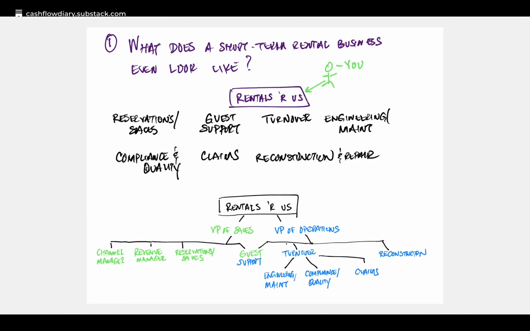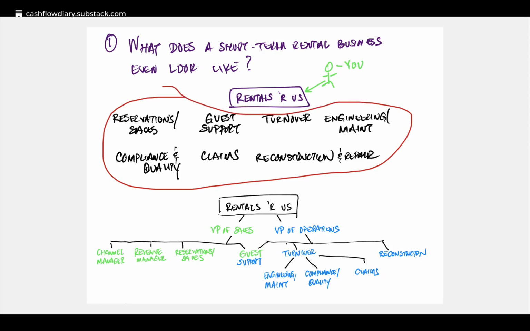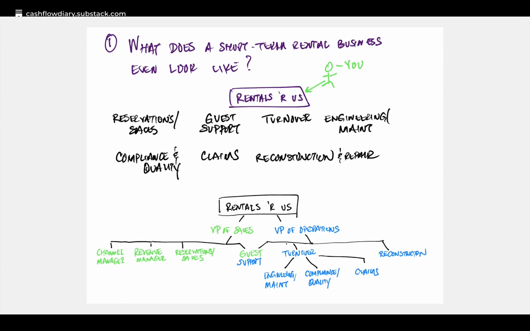What I first did here in the black, what you can see are a lot of the positions and departments, if you will, that you will be working with on a consistent basis. So the first one says reservations or sales. The next one says guest support. Then it says turnover. Then there's engineering and maintenance. Then there's compliance and quality, claims, reconstruction, and repair. Okay. So those are areas of operation that your business will have as it continues to mature.